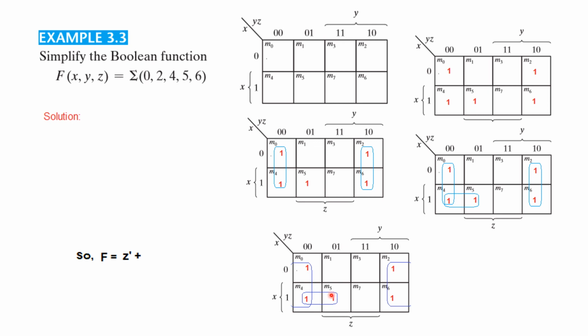And now for this small box, look from here, so x is common, and if you look from here, then the first 0 is common, and first 0 means y dash. So x y dash is the value for this box. So z dash plus x y dash. So I hope this gives you an idea as to how to solve this type of problem.